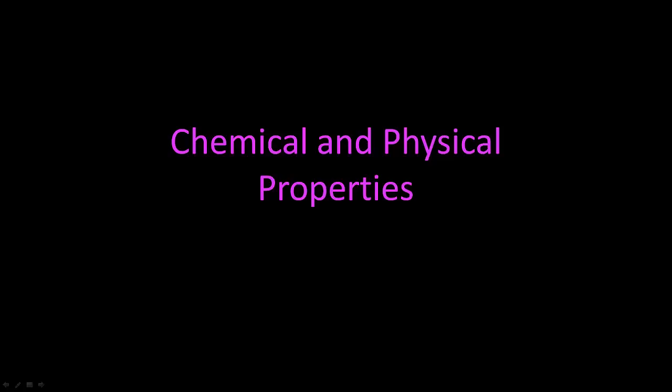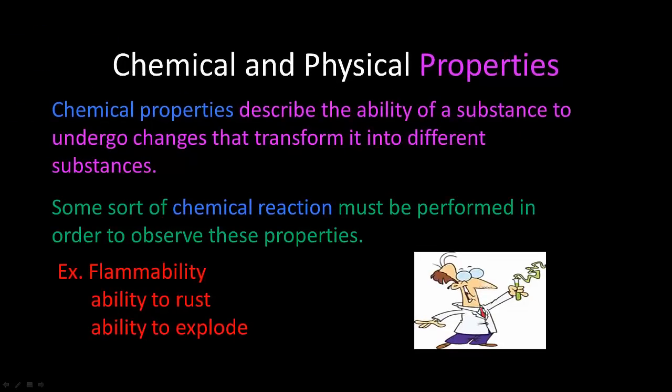Hello, chemistry students. Today we're going to talk about chemical and physical properties. Chemical properties describe the ability of a substance to undergo change that transforms it into different substances. So some sort of chemical reaction has to occur in order to see a chemical property.